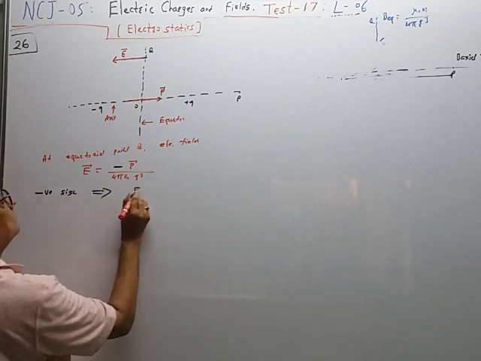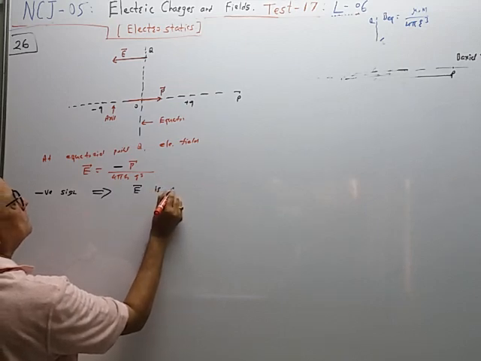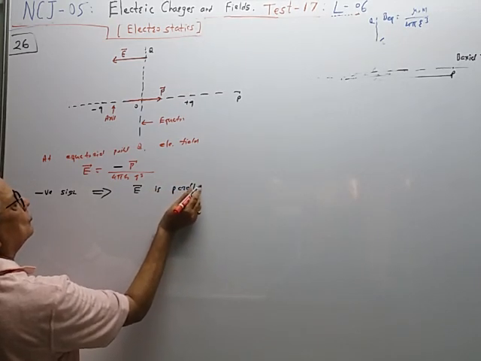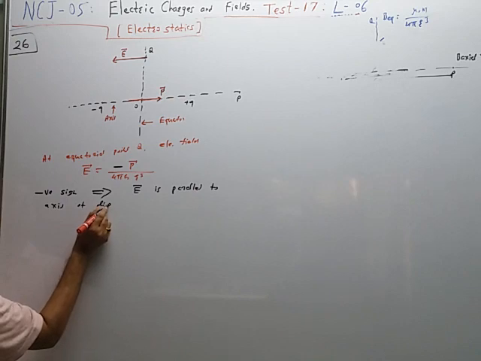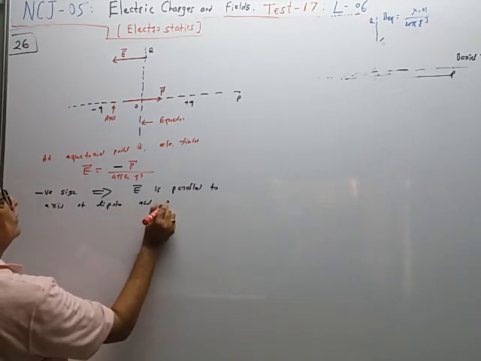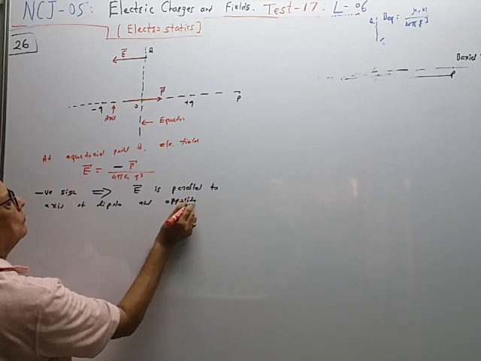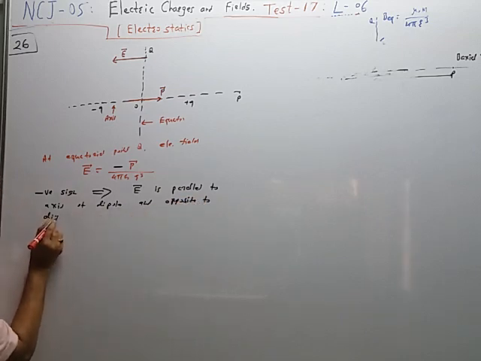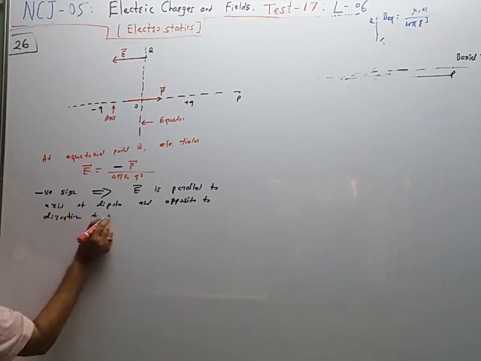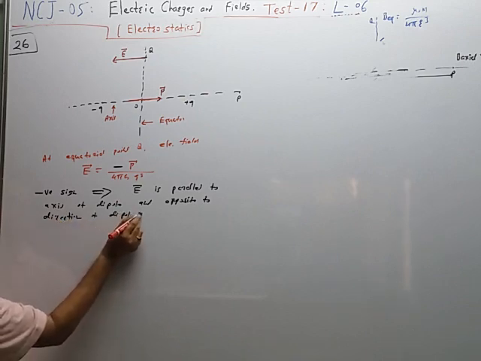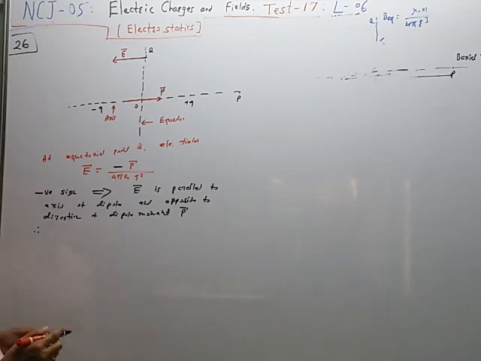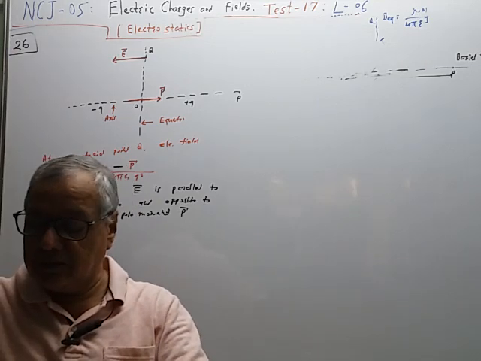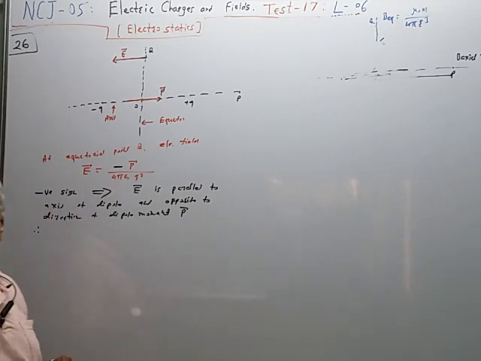shows that E is parallel to axis of dipole and opposite to direction of dipole moment P. Dipole moment vector P, and therefore the correct choice is E. It is parallel to the axis of the dipole and opposite to the direction of dipole moment.